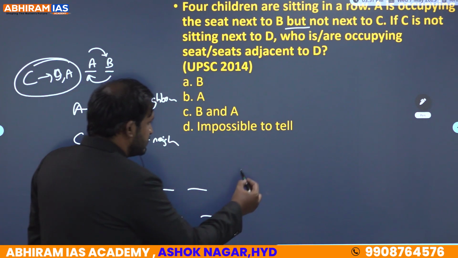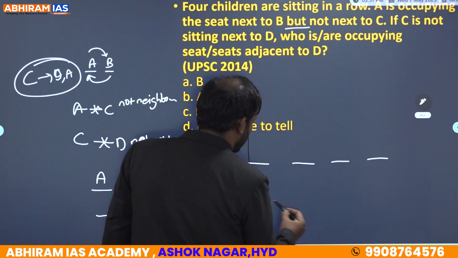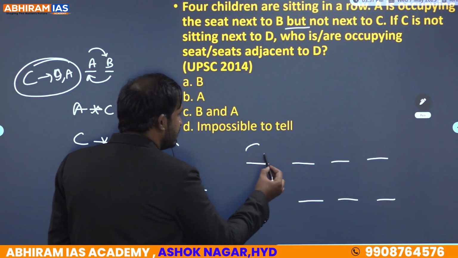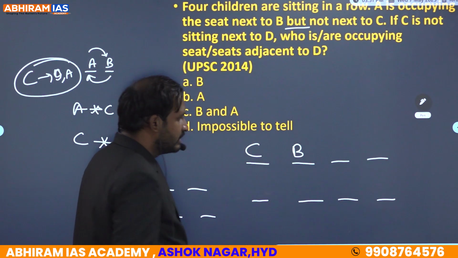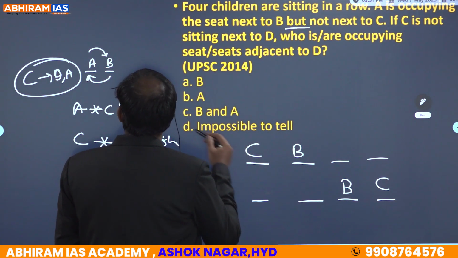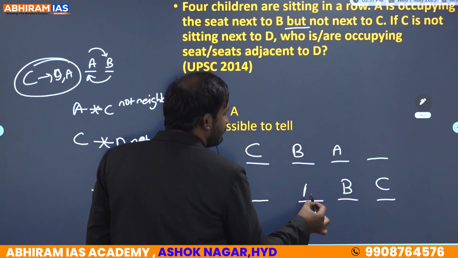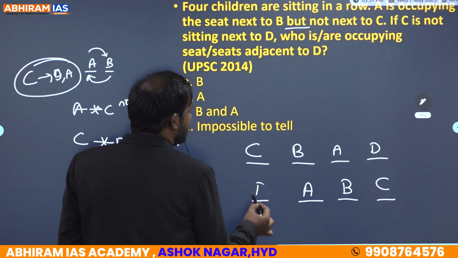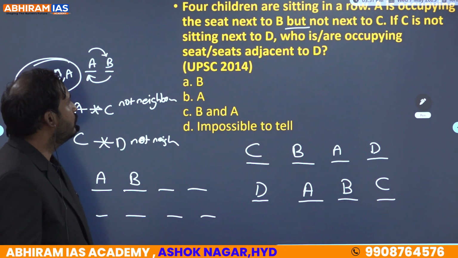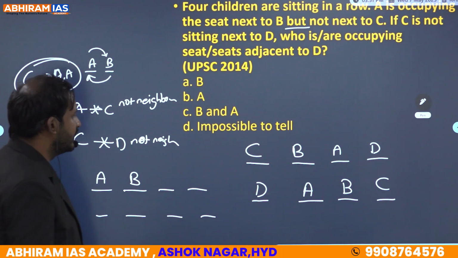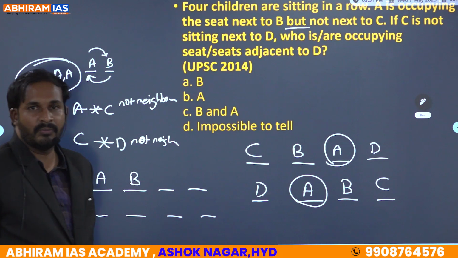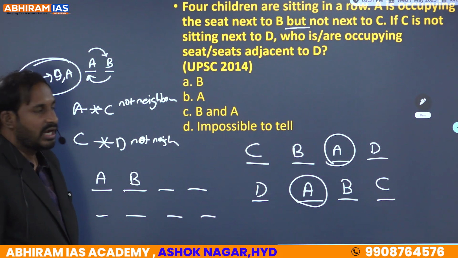That is the case, right? Positions 1, 2, 3 and 4. For C, A and D are not neighbors. If I assume C here, the only chance left for me is B here. And we know that A and B are neighbors. So A will come here, and D will come here. So these are the two arrangements. Now the question is, who is or are occupying the seats adjacent to D? In this case A and in this case A. That means in all the possible cases, who is adjacent to D?